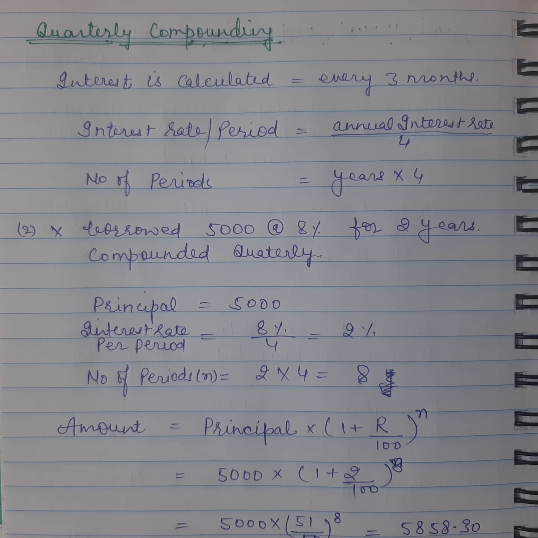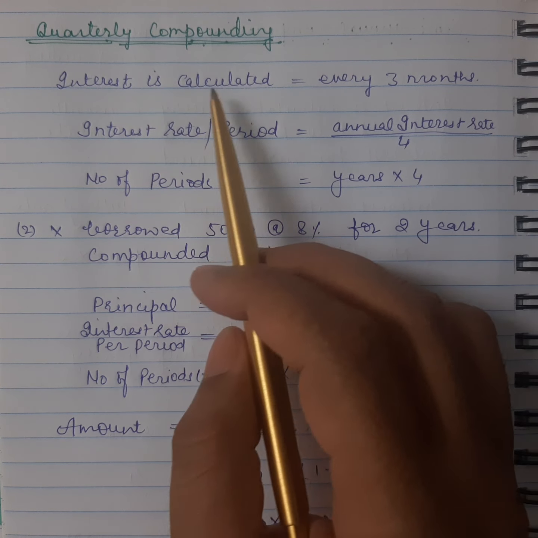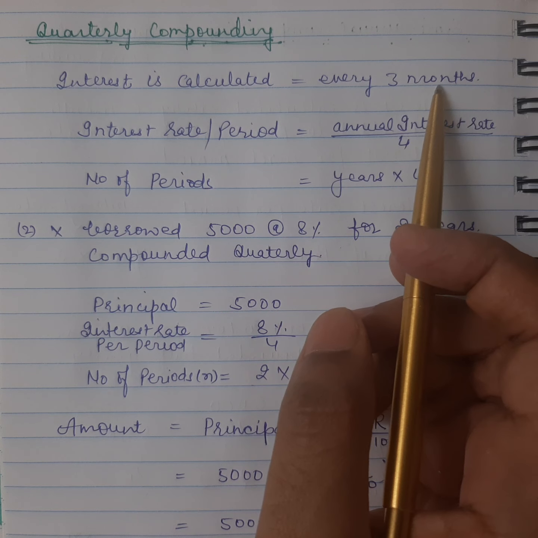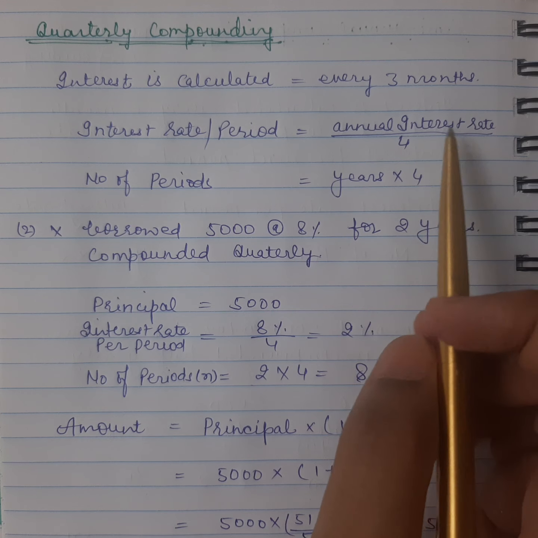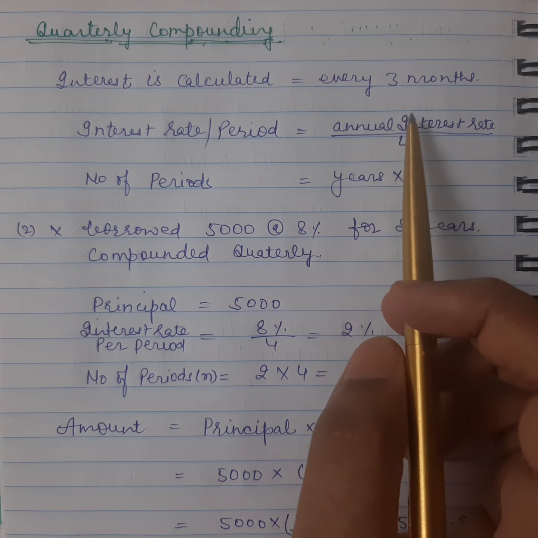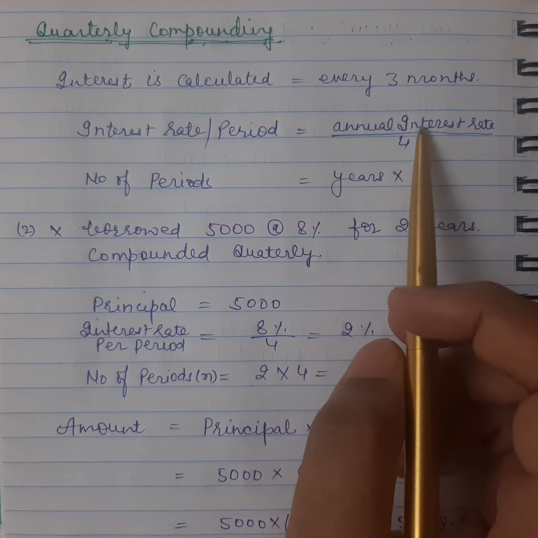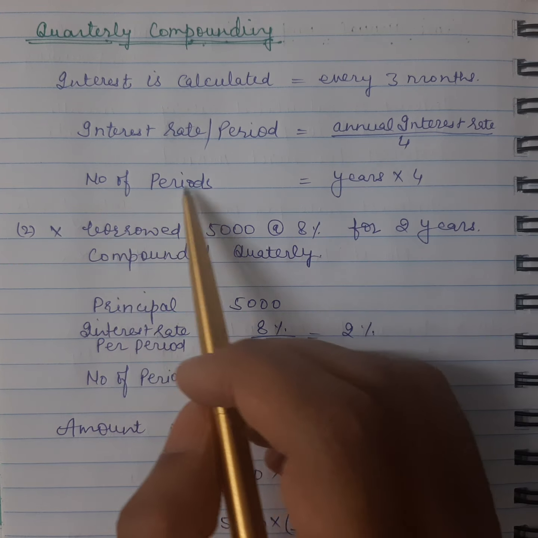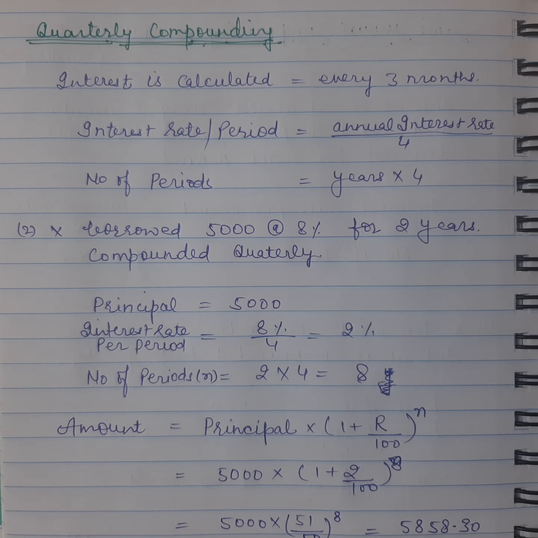So let's learn quarterly compounding. In quarterly compounding, interest is calculated every 3 months. So 1 year will become 4 periods. So the interest rate per period will become the annual interest rate divided by 4, because we'll have to calculate interest every 3 months. There are 12 months, so if we calculate interest every 3 months, there would be 4 periods every year. So the number of periods will be years multiplied by 4.